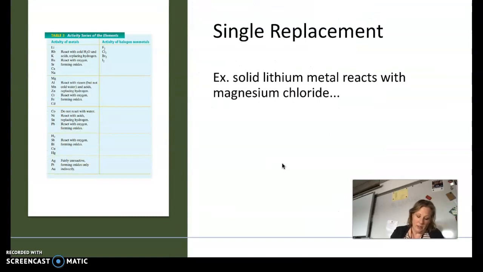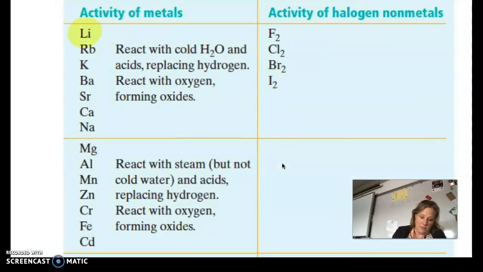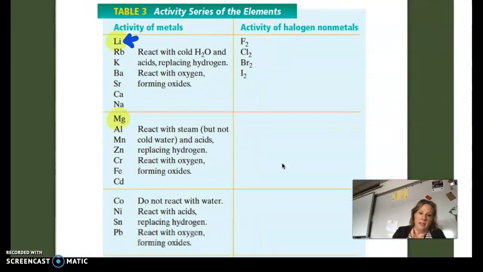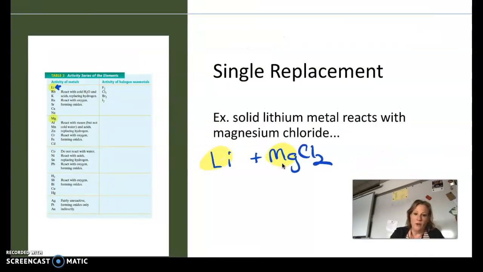So this first one, lithium, is going to react with magnesium chloride. What I want to do is find these two metals in the activity series. The single metal has to be higher than the one it's going to replace. It is, so this reaction will happen. If it wasn't, then you would just write no reaction. The lithium is going to go in and push out the magnesium, essentially, and then the lithium is going to go with the chloride.